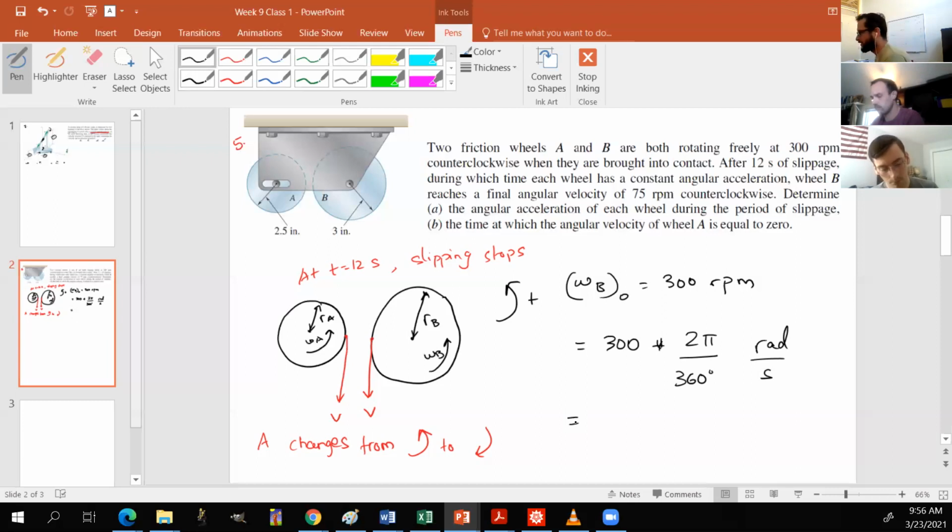Wait, it's not 2 pi over 360. What did I do? I'm such an idiot. No, no. I'm an idiot and everyone else is wrong. It's 2 pi radians in 60 seconds, right? What a stupid mistake to make from my side. Yeah, it's not 2 pi over 360, it's 2 pi over 60. It moves 2 pi radians in 60 seconds, right?